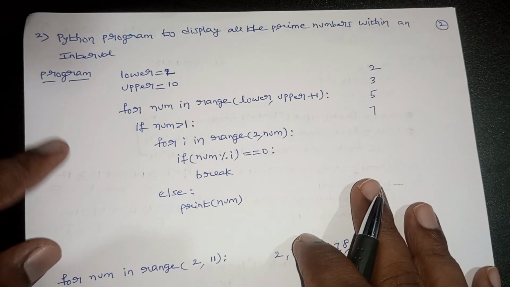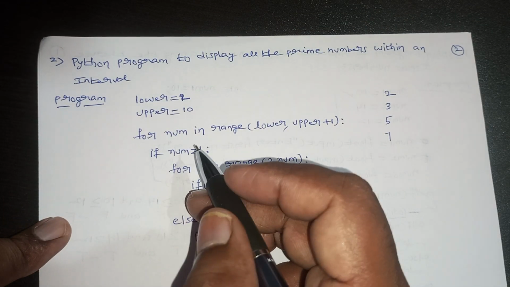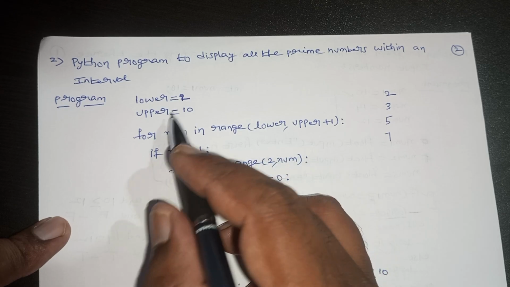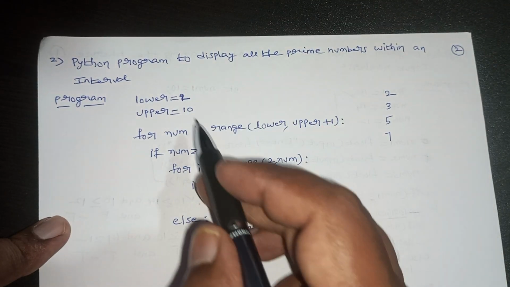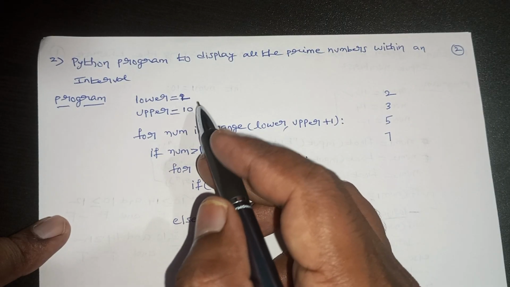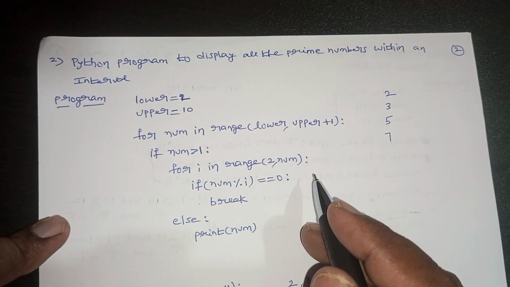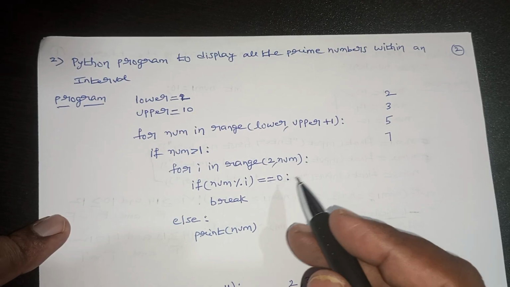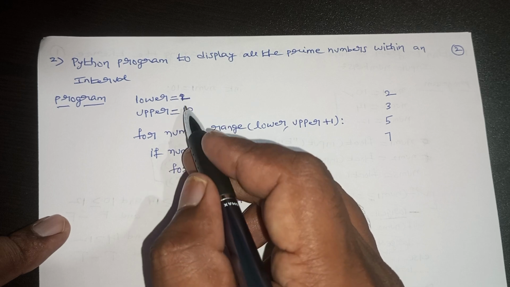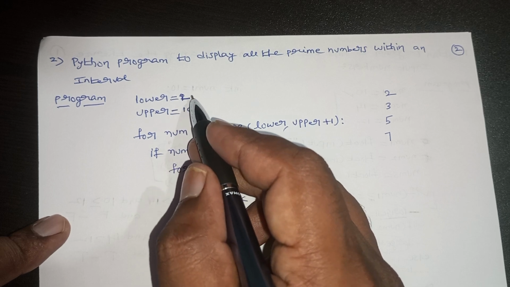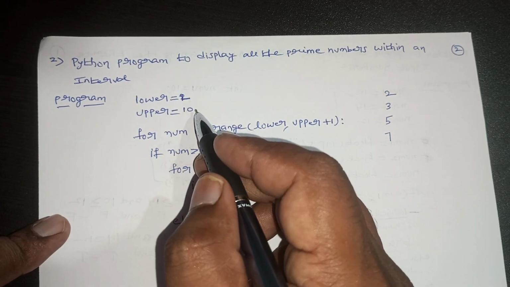For my convenience I have taken a small interval here. Always make a note that 1 is not a prime number; from mathematics, 1 is not a prime number. So I have taken 2 to 10. It means I have to print the prime numbers between 2 and 10.